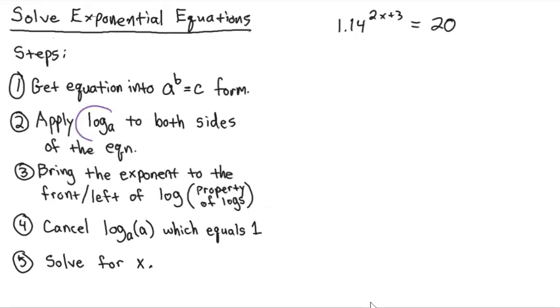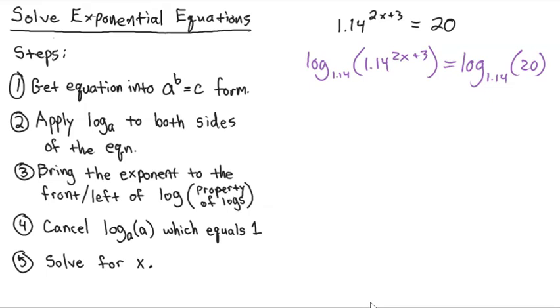So now we're just going to apply log base a to both sides. A is 1.14, so it's going to be log base 1.14. We're going to have log base 1.14 of 1.14 to the power of 2x plus 3 equals log base 1.14 of 20. And over on the left side, we're going to cancel out the log and the 1.14. We're going to bring down the 2x plus 3. So 2x plus 3 equals log base 1.14 of 20.